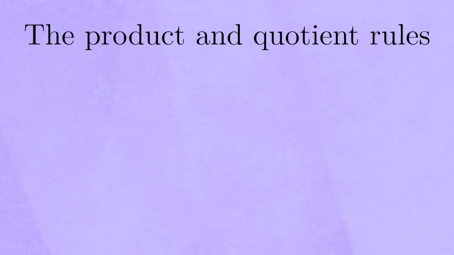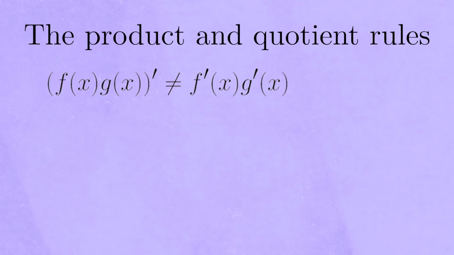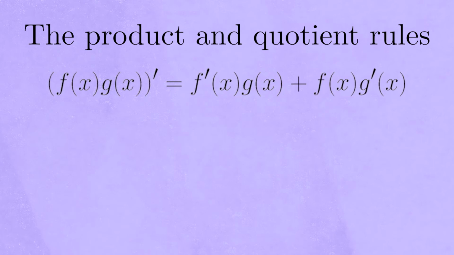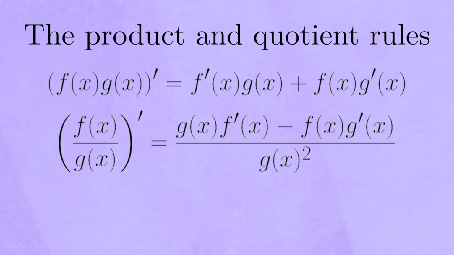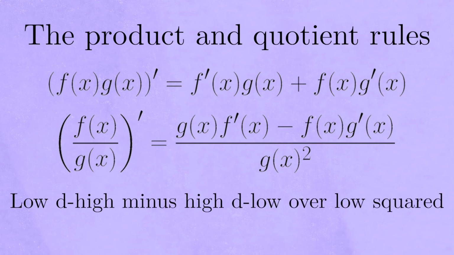Products and quotients are more complicated. Unfortunately for students everywhere, the derivative of a product is not the product of the derivatives. To differentiate f of x times g of x, you differentiate f of x and multiply it by g, and add to that the derivative of g of x multiplied by f of x. The derivative of a quotient is even harder. The derivative of f over g is g times the derivative of f minus f times the derivative of g, all divided by g squared. I have heard many students remember this by saying low d high minus high d low over low squared, and this seems to work for them.